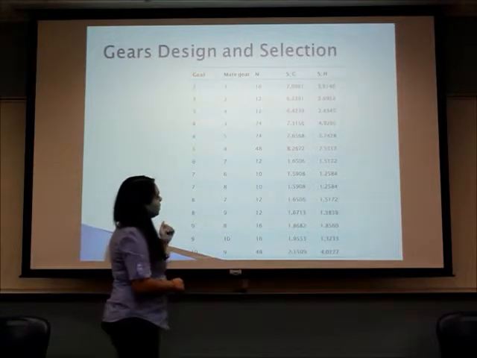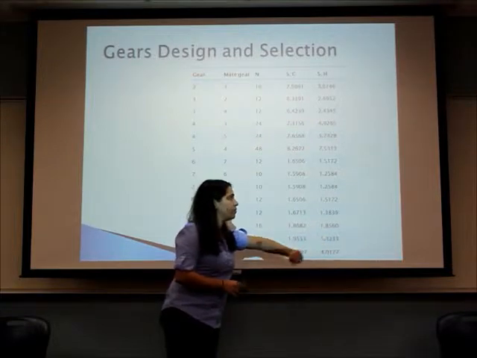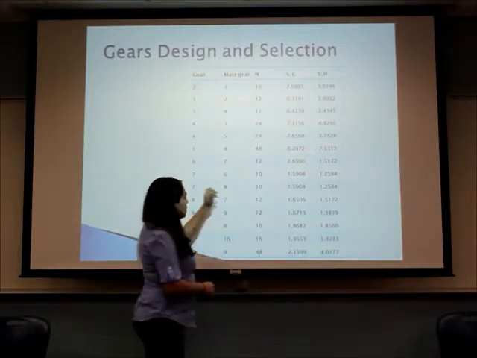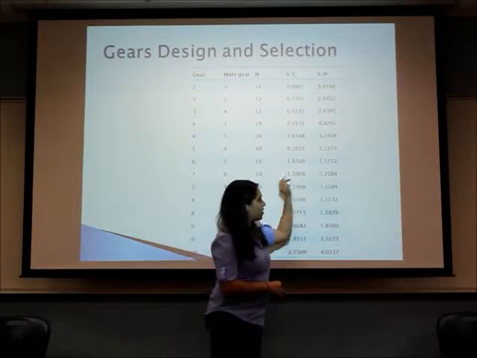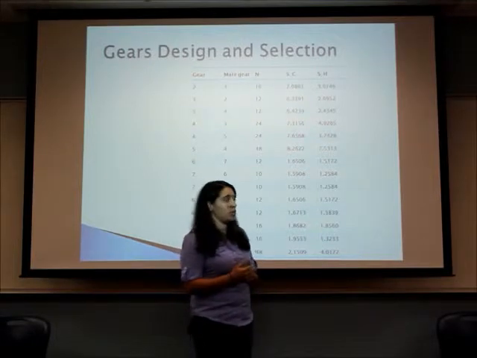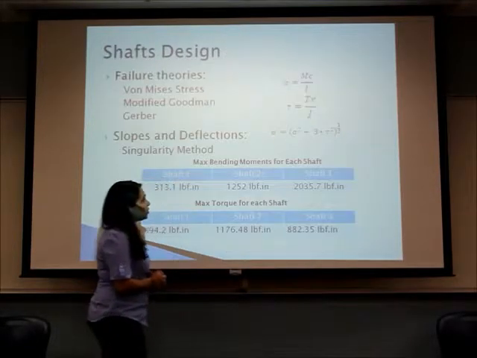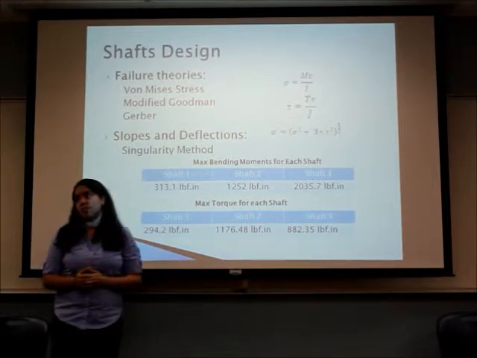And here is the list of the safety factors for the bending and the contact. Gear 7 is the one with the smallest amount of teeth, and that's why it has the smallest safety factors, but it did surpass our minimum, which was 1.2. So it was a safe design. And now I'm going to pass it on to Jonathan, who's going to talk about shaft design.